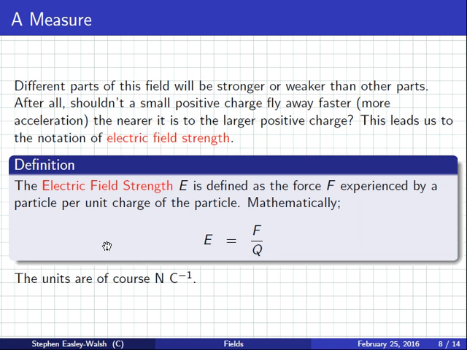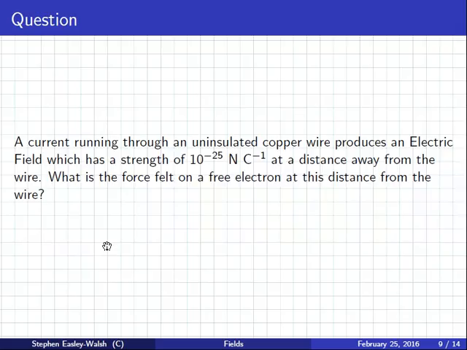Okay. So, here is a very simple example. You have a current, and the electric field strength around the current is 10 to the minus 25 newtons per coulomb, at some distance from the wire. What is the force felt on a free electron?